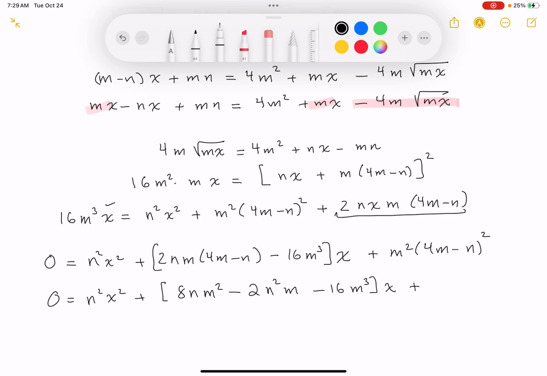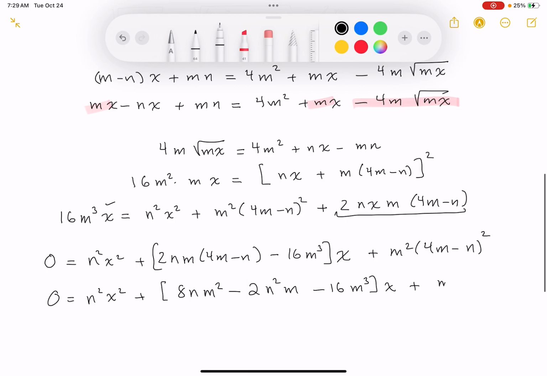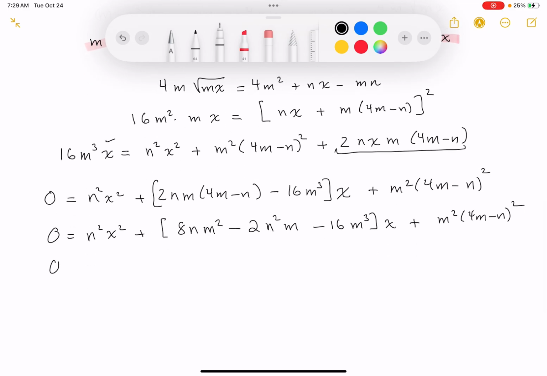Over here, I don't think really simplifying that's going to help much, so I'm just going to write down m squared, 4m minus n squared. Let me stop and admire that for a second. I think I've got to factor the middle guy. Let me write this over here for you. I'm trying to get this to look a little bit easier for me to look at.